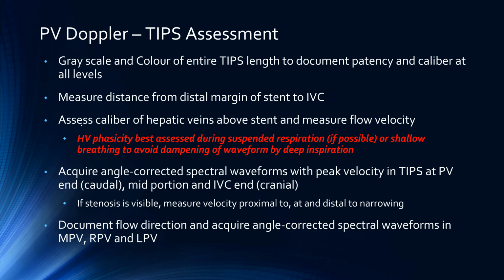In terms of assessing the caliber of the stent, just measuring the stent at the caudal end, the midpoint, and the cranial end is probably sufficient, and then any variable portion of the hepatic vein above the stent should be measured to assess the caliber there, as well as with spectral Doppler to assess for flow velocity.